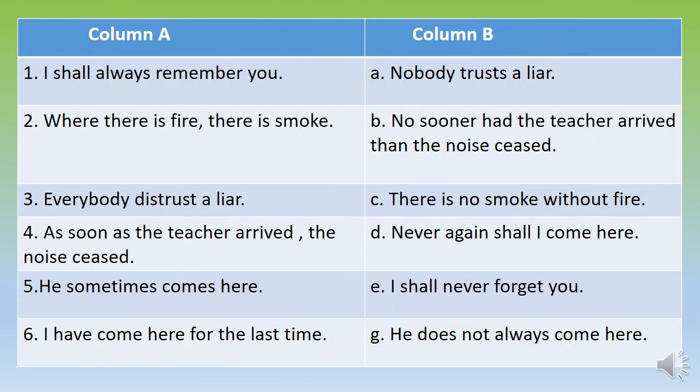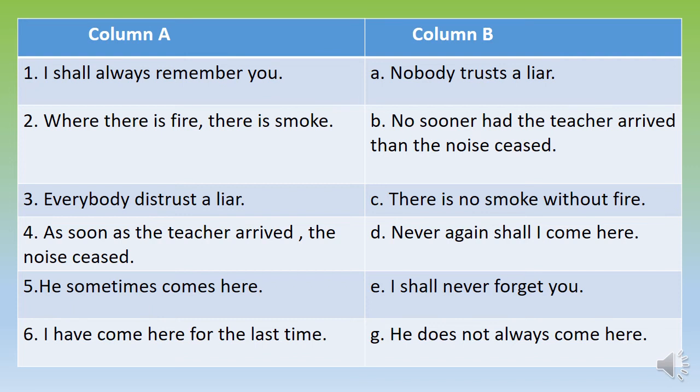And here is the table. There are two columns as I have said, and in column A we have 6 sentences. The first one is, I shall always remember you. Number 2, where there is fire there is smoke. Number 3, everybody distrusts a liar. Number 4, as soon as the teacher arrived the noise ceased. Number 5, he sometimes comes here. Number 6, I have come here for the last time.